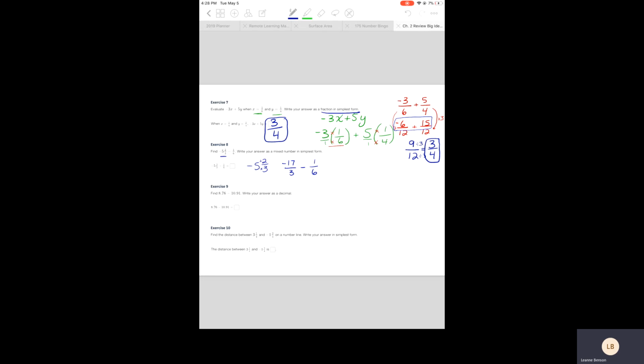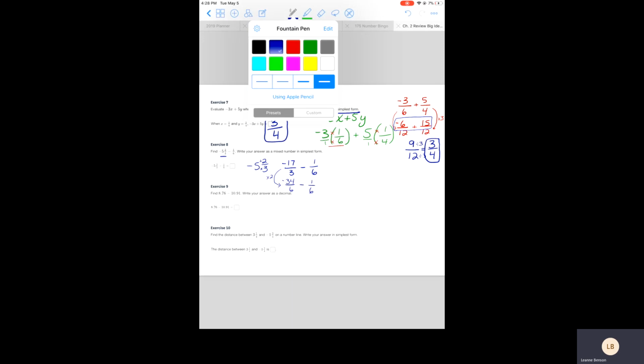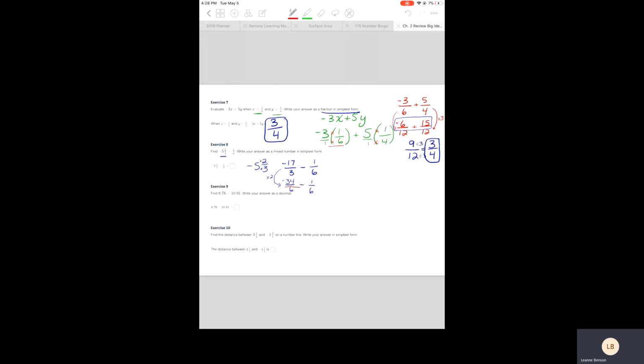So again, just like with adding, I need to have a common denominator here. So I'm going to get the common denominator to be 6, because I have that as my lowest common factor. To get from here to here, I'm multiplying by 2. So I need to do 17 times 2, which is 34. And again, that's a negative value. Now I have common denominators, so I can do my operation, which is negative 34 minus 1.